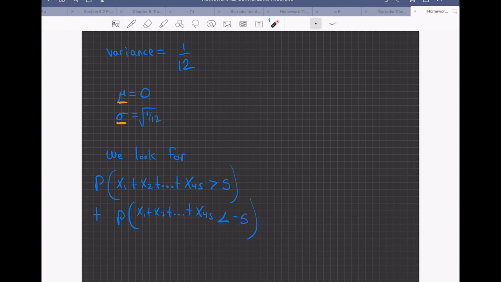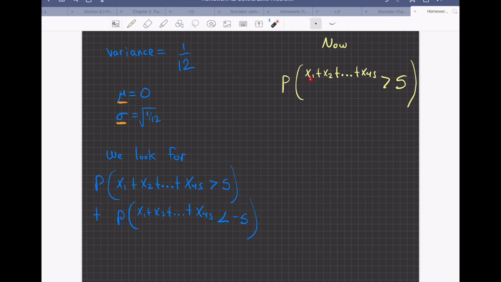So we're looking for this and this. But since we have symmetry here, it's going to be enough if we compute it for one case, and the other one is going to have the same value. So first, let's focus on this one: the probability of x1 plus x2 and so on up to x45 greater than 5. Notice, how can we use the central limit theorem to compute that?